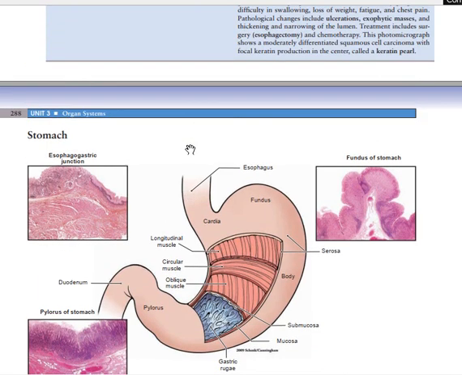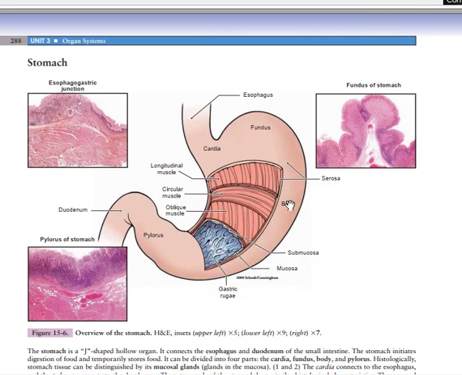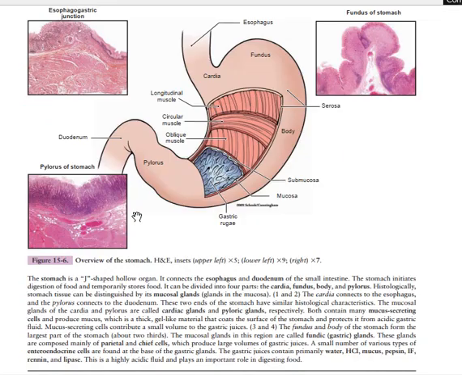Those are the histology findings that you're going to visualize on that cancer. So the next thing to visualize now is the stomach. The stomach is going to be divided into different parts. You have the cardia, which is the esophagogastric junction. You have the fundus, which is here. Then we have the body, which is here, and then the last one now is the pylorus.